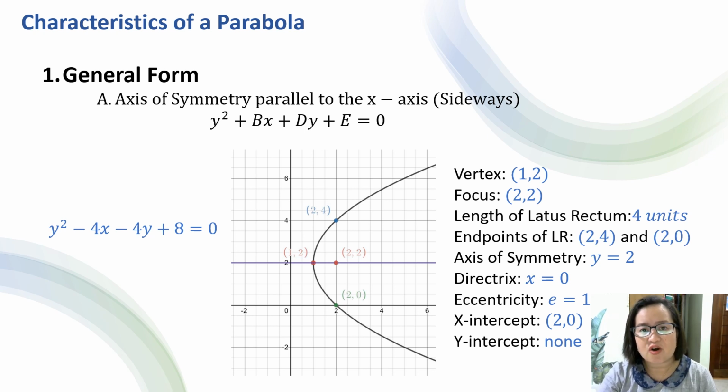The eccentricity of a parabola is always 1. But let us explore whether it's really equal to 1. Consider the point (2, 4). We get the distance of this point from the directrix. Okay, we count 1, 2. Getting the distance of this point from the focus, we will get 1, 2.